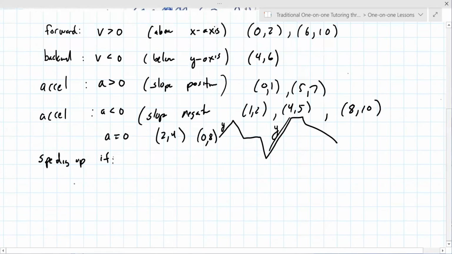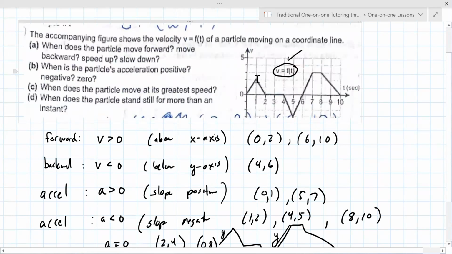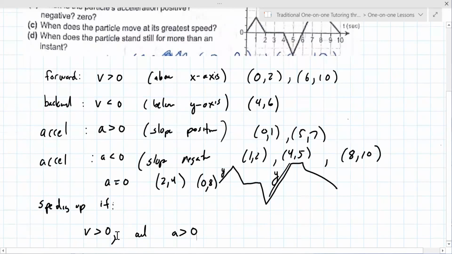Now from driving, you know that something is speeding up if the velocity is greater than 0 and the acceleration is greater than 0. Both have to be true. So we're looking for two things. We're looking for it to be above the x-axis and to have a positive slope, which is 0 to 1. Okay. But not 5 to 7, because from 5 to 6, it's below the x-axis. But from 6 to 7, it's above the x-axis. So that's speeding up, right? Yes, it has to have both a positive velocity and acceleration.